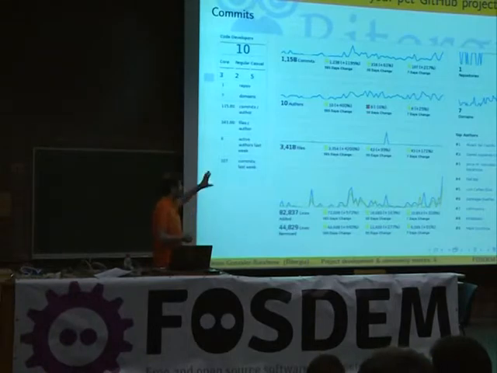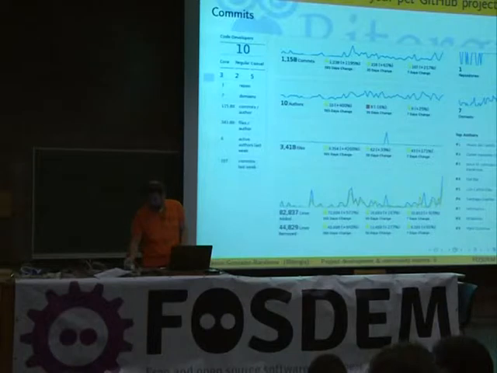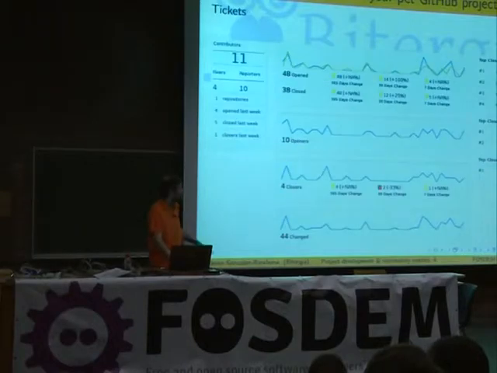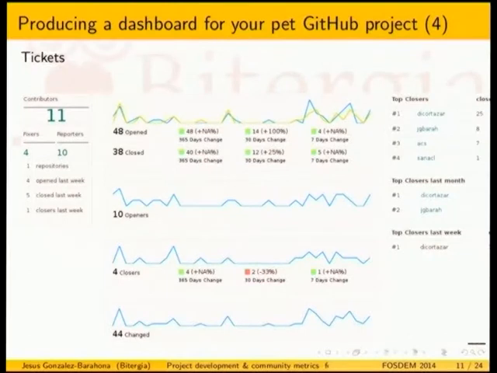So this is exactly for this project. And here you have, on the left, a very brief summary of the project. And on the right, you have the charts and so on. So I'm going to skip the next part. It's better that you have a look at it. So this is for the ticketing system. Again, you have some summary, you have some general charts, and so on.